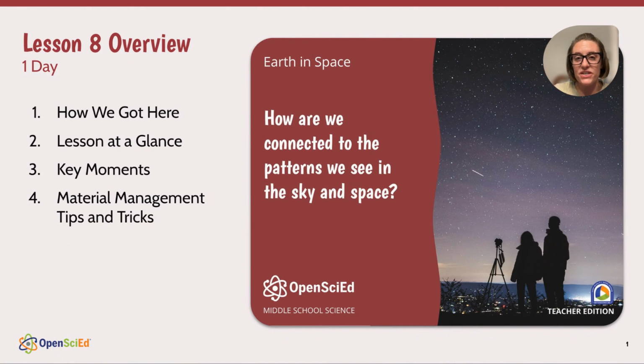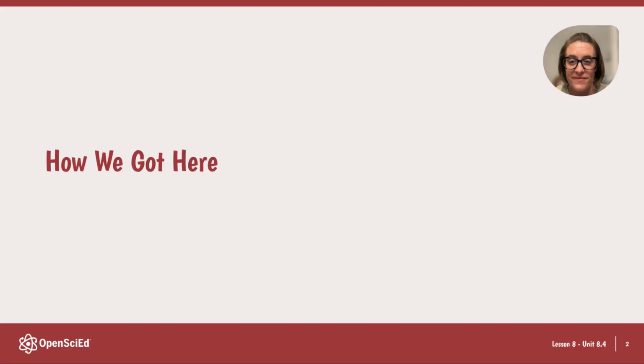I'm an OpenSciEd teacher and facilitator, and I'm here to discuss Lesson 8 from the 8.4 unit, Earth and Space. What I really like about this unit is it's a really fun and engaging way to re-anchor Lesson Set 3 and get kids shifting gears from thinking about the Earth, Sun, and the Moon to thinking about color and color change. So how did we get to this lesson?